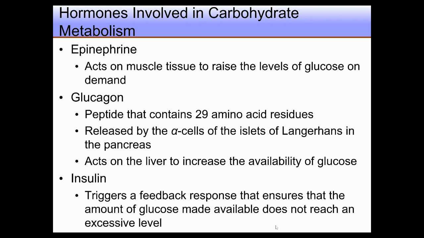One was epinephrine, which acts on muscle tissue, and its goal is to raise levels of glucose. Glucagon is a peptide chain. It's released by alpha cells in the pancreas, and it acts on the liver to increase the availability of glucose. And then insulin is the opposite effect. It's there to ensure that glucose does not reach an excessive level within the blood. And so it will be triggering the intake of glucose by different cells.